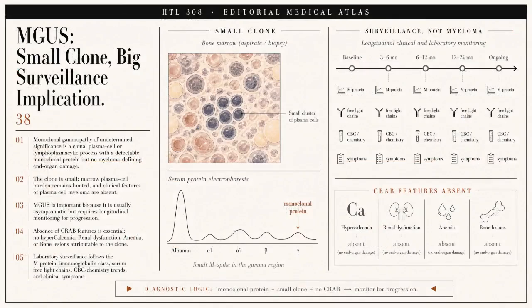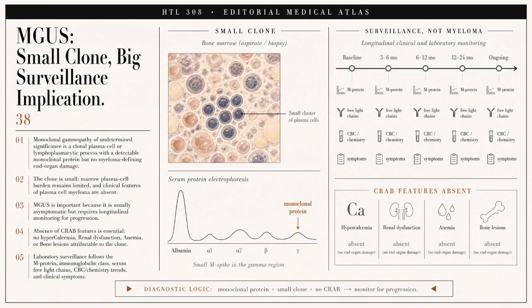As we transition into the topic of monoclonal gammopathy of undetermined significance, or MGUS, it is essential to appreciate how this seemingly small clonal plasma cell population carries significant implications for patient surveillance and laboratory diagnosis. MGUS represents a critical intersection of pathology, histology, and clinical laboratory science, where subtle findings in serum protein electrophoresis and bone marrow morphology demand careful interpretation and precise histotechnological techniques.